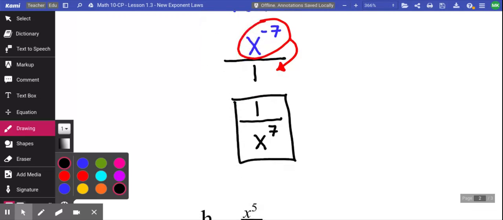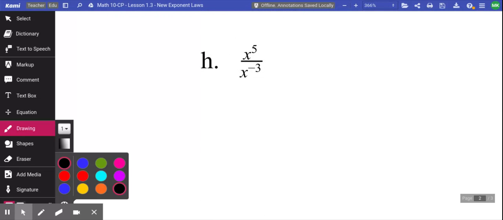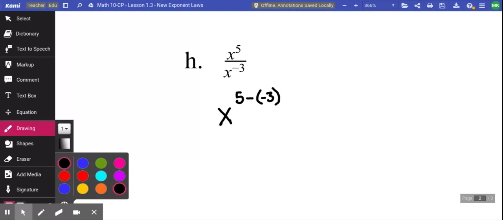Now we've got one more left. This one. The first thing I would do is recognize I have an x on the top, x on the bottom. I can subtract those exponents. When you subtract them, this is like having 5 minus negative 3. If you put that in your calculator, 5 minus a negative is like adding. So it's x to the power of 8. That's a positive exponent. It's done.